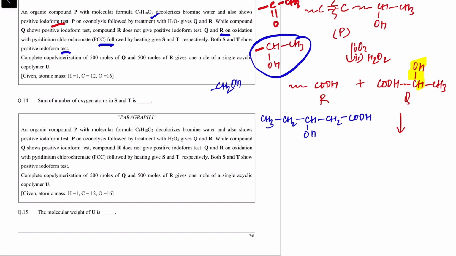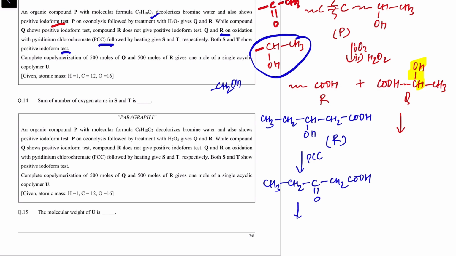Let us see if this structure is supported by the given information. Let us say this is the structure of R. Okay, it does not give positive iodoform test. Yes, it neither has COCH3 group nor CHOHCH3. When you oxidize with PCC, you get CH3, CH2, C double bond O and CH2, COOH.